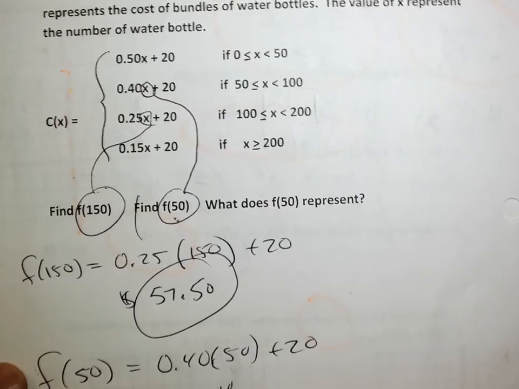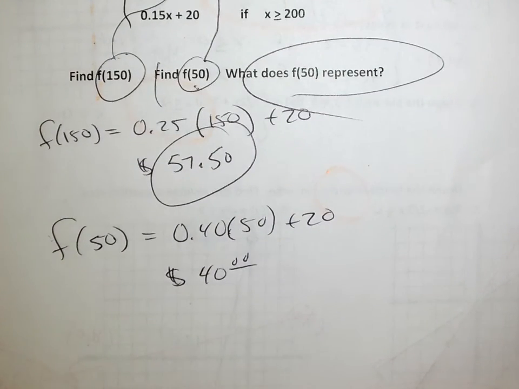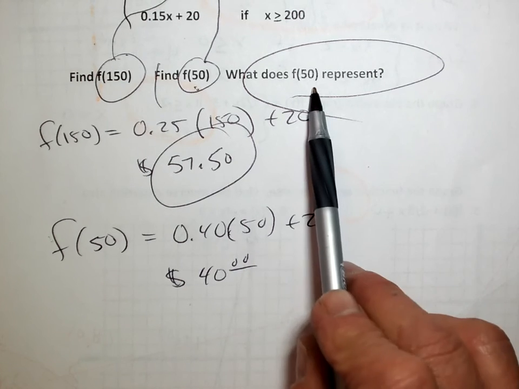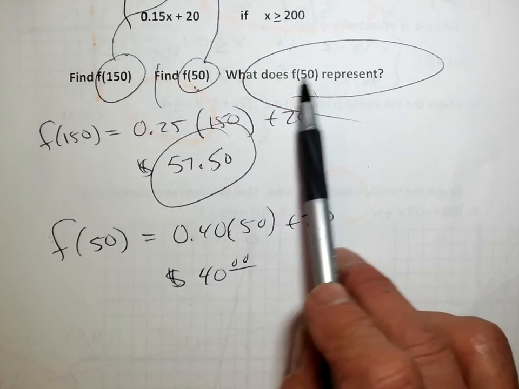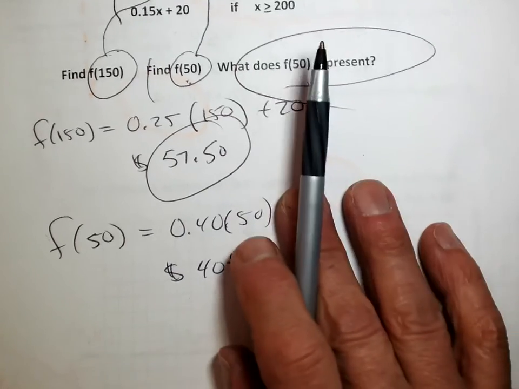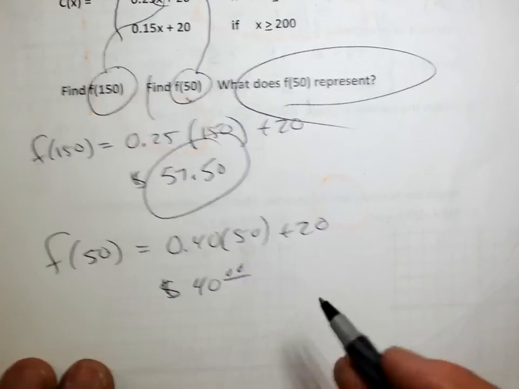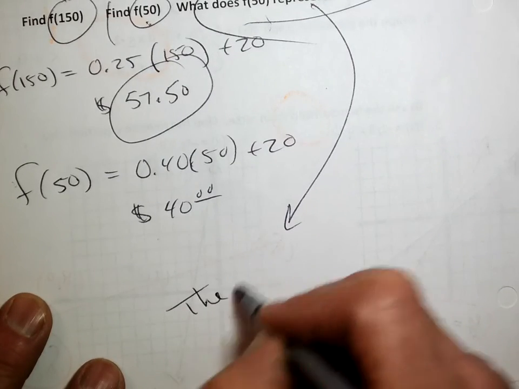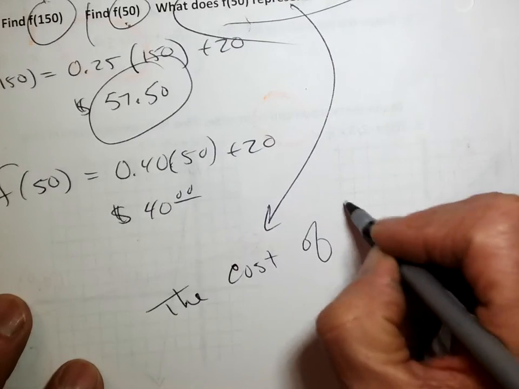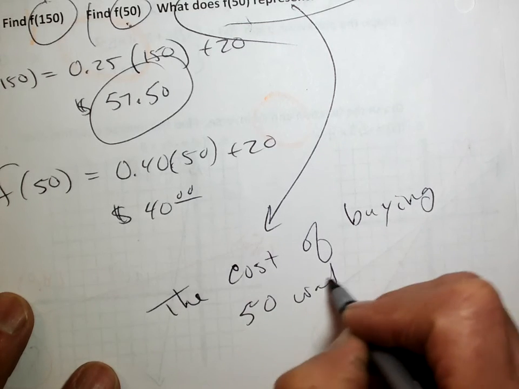And finally, in words, and you got to write words. What does F of 50 represent? In words, what does this mean? Somebody, in words, what does this mean? Yes. Yeah, it's the cost of 50, how about, yeah. So it's just the cost. We bought 50 water bottles. So it's going to be, and write words, the cost of buying 50 water bottles.